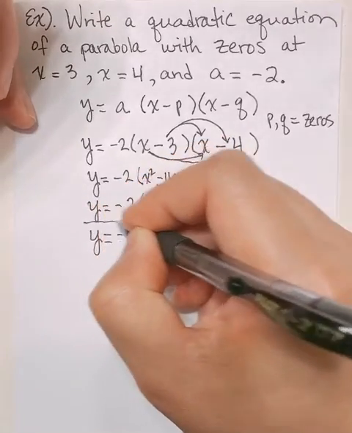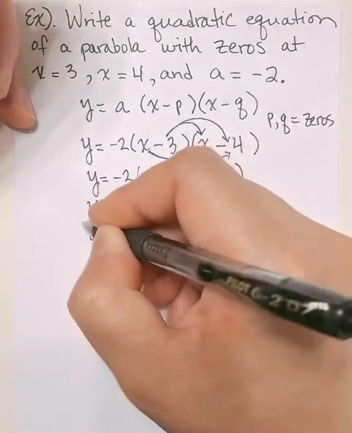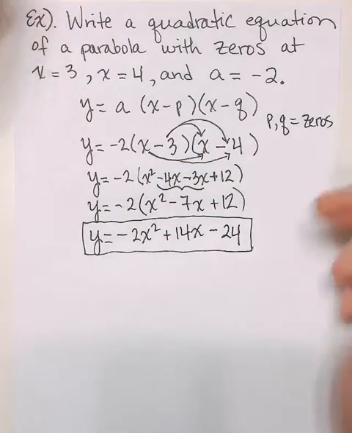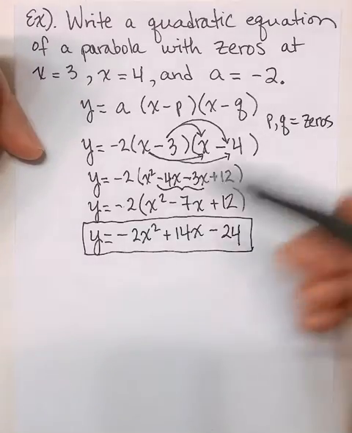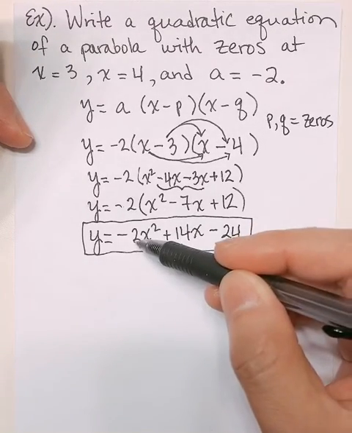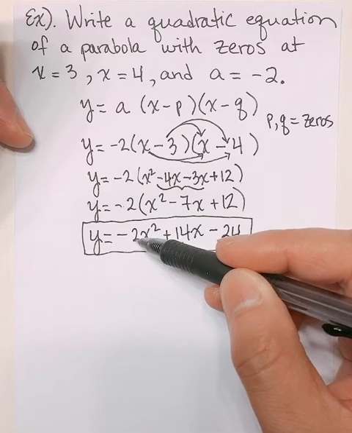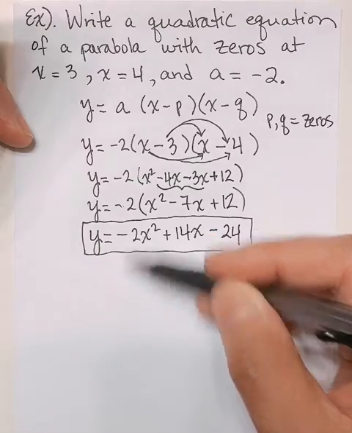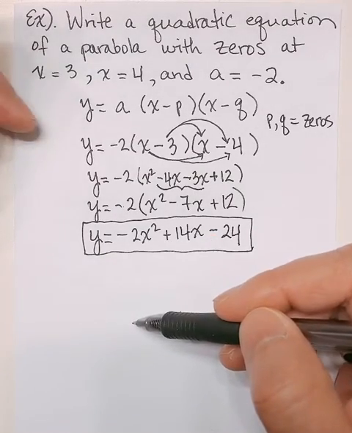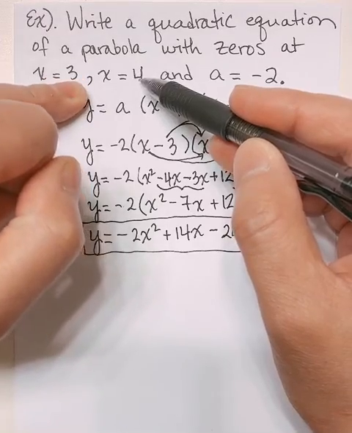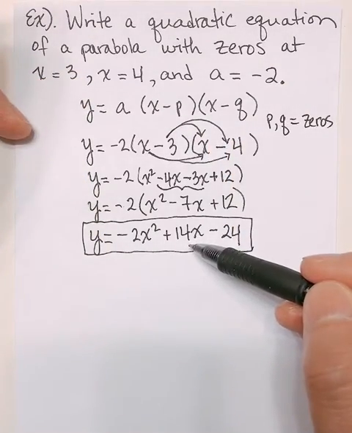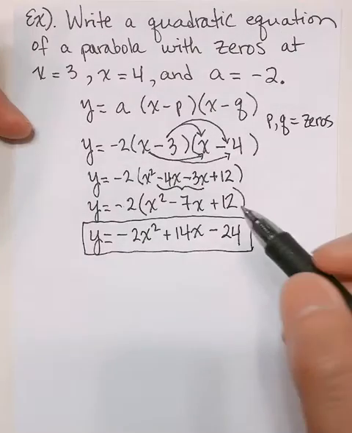This is the standard form of this parabola with the zeros at 3 and 4 and the a value of -2. Now, if you graph this, your graph will show that this is opening down. It's a little bit skinnier than the parent because this is bigger than 1. The negative means it's going to open down. It reflected over the x-axis. And then it's going to have 2 x-intercepts at 3 and 4. You could actually graph this to verify that your information matches up, okay?